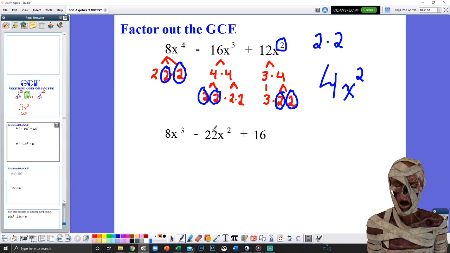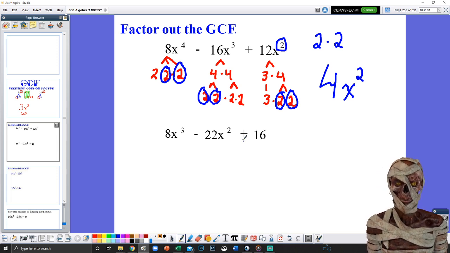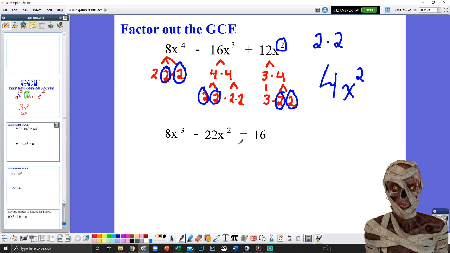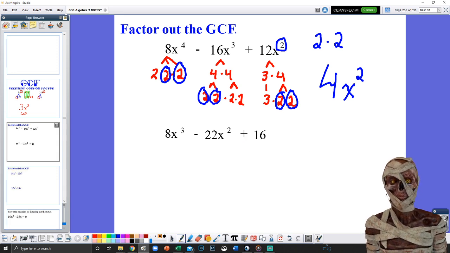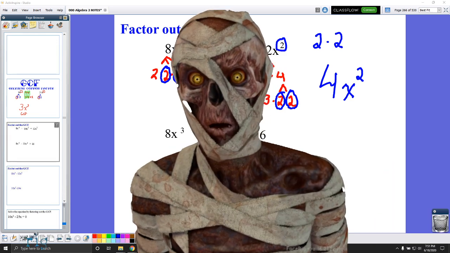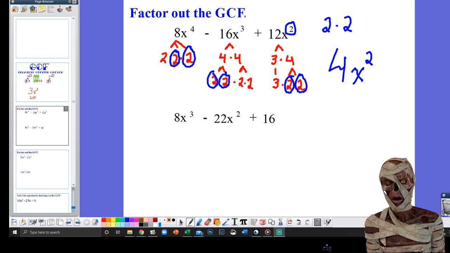Alright, now that we've done this a couple times, you go ahead, try this one, hit pause, try it, and then come back. Did you do it? Oh, I hope so. Good. Alright, so let's do this. Here we go.